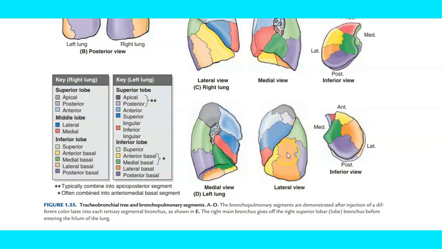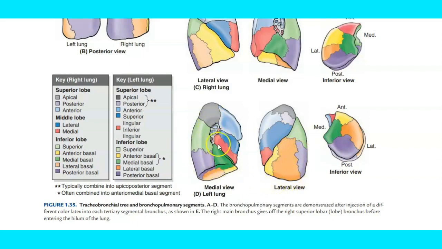Now for the inferior lobe, it has a superior segment and then it has the basal segment. Let's divide the basal segment now. You have an anterior basal, you have a lateral basal, and you have a posterior basal.